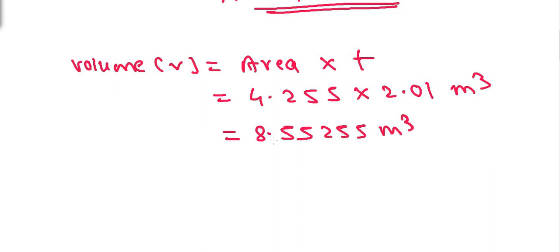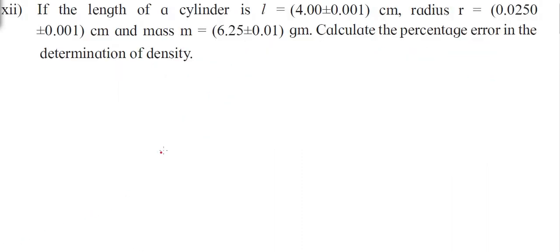8.55255 meter cube. This is the volume. Example number 12. If the length of the cylinder is L equal to 4.00 plus or minus 0.001 centimeter, radius R equal to 0.0250 plus or minus 0.001 centimeter, and mass M equal to 6.25 plus or minus 0.01 gram. Calculate the percentage error in the determination of density.